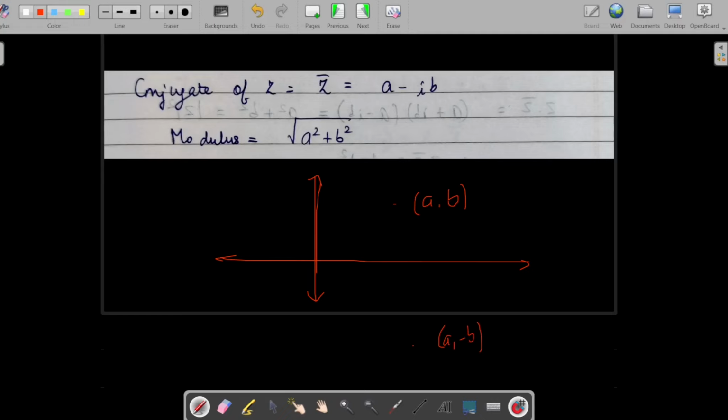If the point would have been here, the reflection would have come here. The x component remains the same. We only change the direction of the y component. If this would have been the original complex number, its conjugate would have come here.